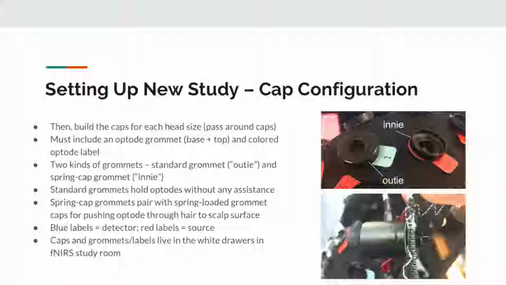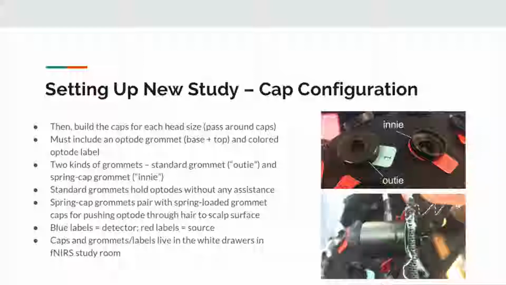We have two kinds of grommets we use. There's the standard grommet, which is on the left. We call it an Audi because it's sort of raised above the cap, and it holds an optode just by pushing the optode into it, and then it's tight enough that friction will hold the optode in place.